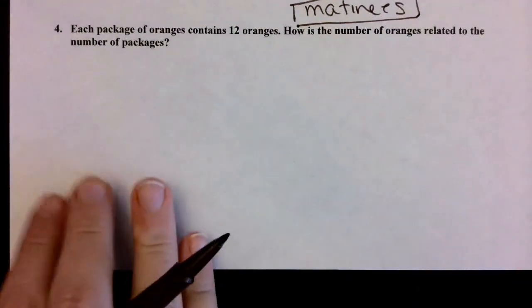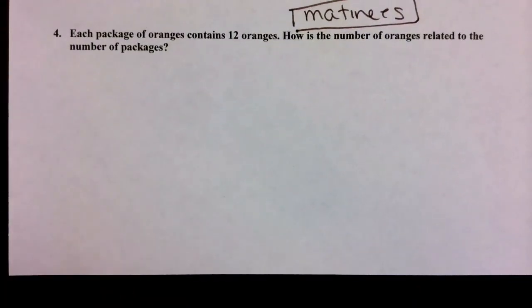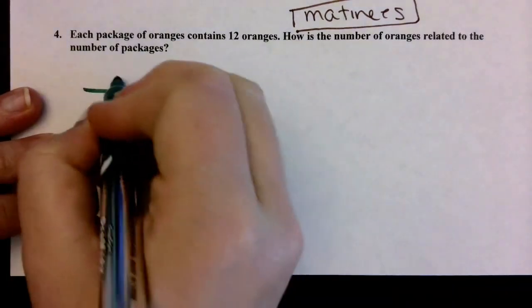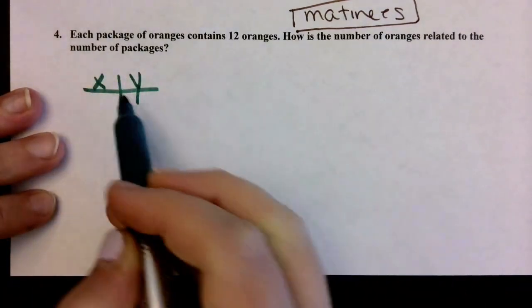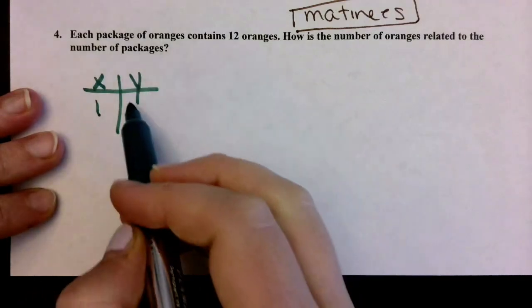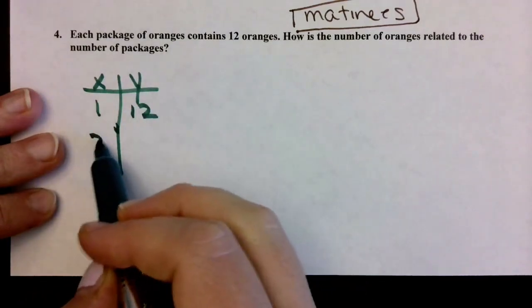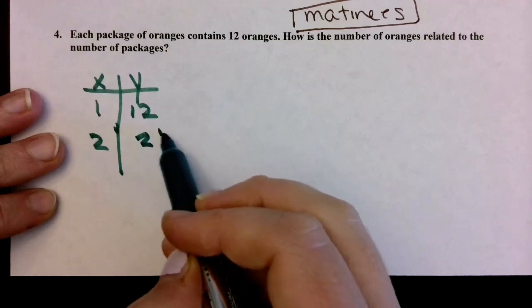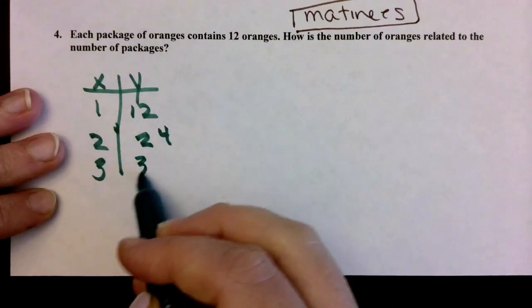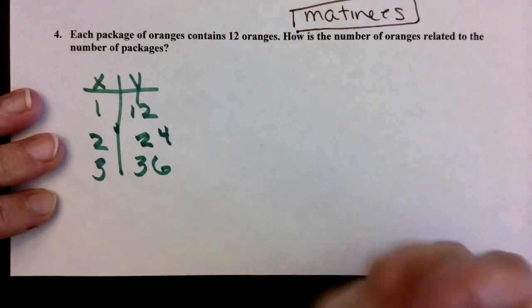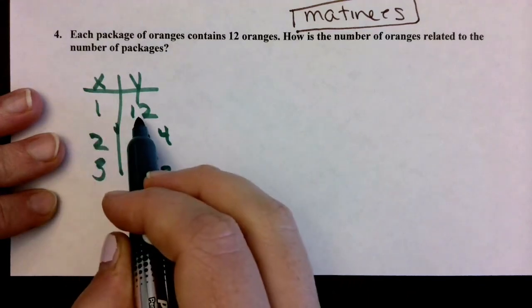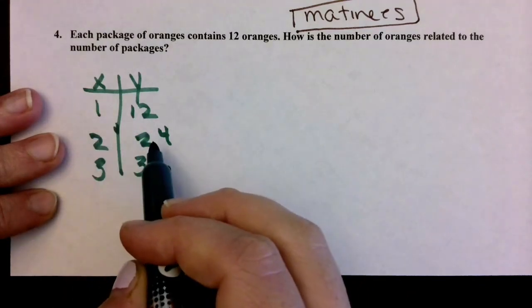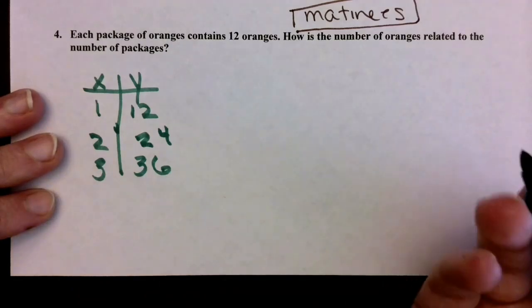Each package of oranges contains 12 oranges. How's the number of oranges related to the number of packages? So we can try this equation by ourselves, or we can look at it in a table. If we have one package, there's 12 oranges. 2 packages, 24 oranges. 3 packages, 36 oranges. What's happening? 1 times 12 is 12. 2 times 12 is 24. 3 times 12 is 36.